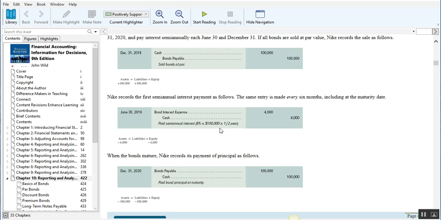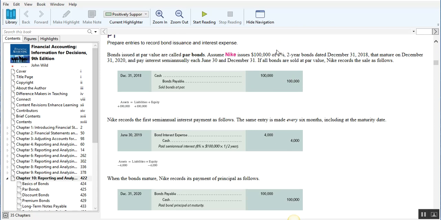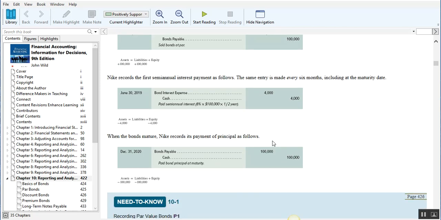Now, when you hit the first 6 months that you're going to pay interest, you're going to record the bond interest on those bonds. Notice that the stated bond rate is 8% per year. So you're going to take the 8% per year and divide that by 2, because you're paying it every 6 months. So every 6 months you're going to pay half of that 8% interest, which means you're going to pay 4% interest on these bonds. First on June 30th, you pay 4% times 100,000, which is 4,000. And then on December 31st, you pay the balance of that interest.